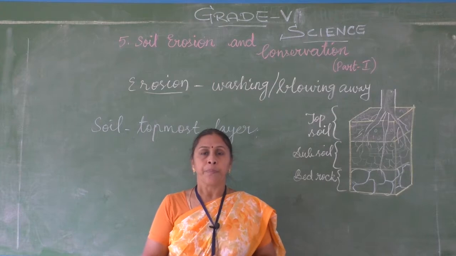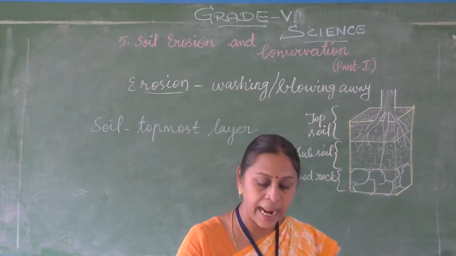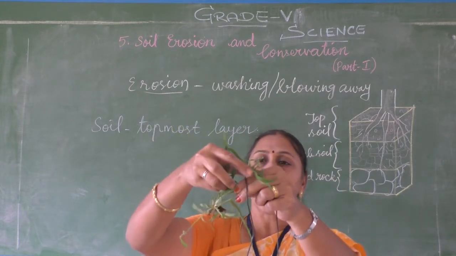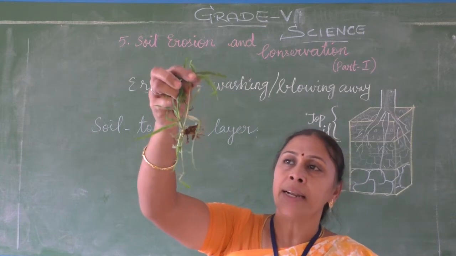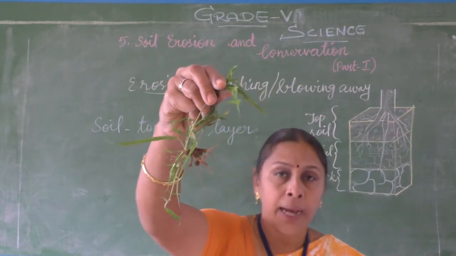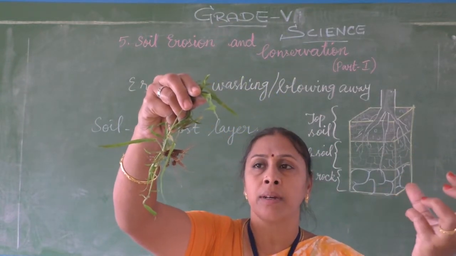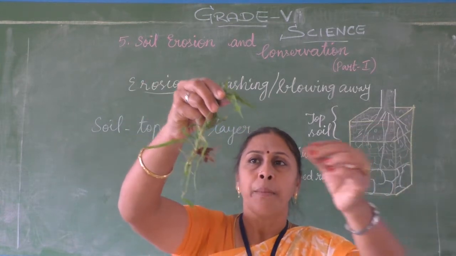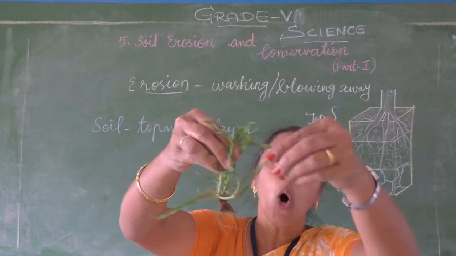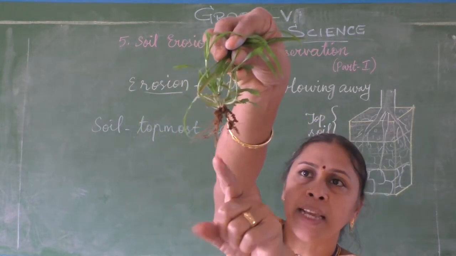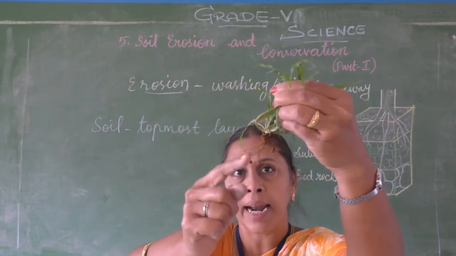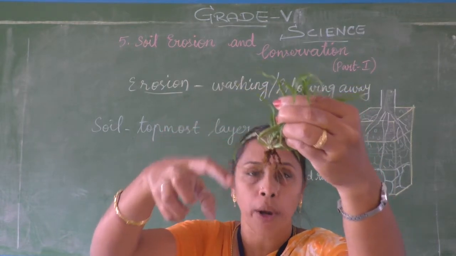For example, I have brought a grass plant. Are you able to see? This is a grass plant that I have plucked and brought. Are you able to see this root? While I pluck, it doesn't come just as it is, because the root of the grass holds the soil. Can you see the soil particles in the grass? So these are the roots of the grass plant, and they hold the soil.